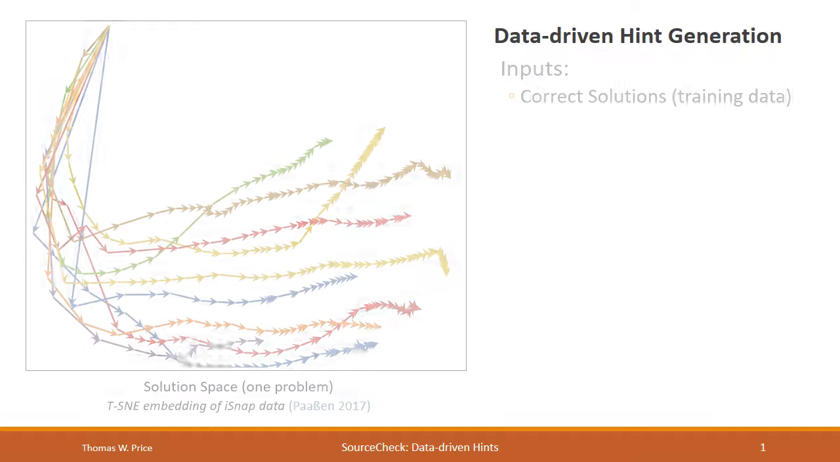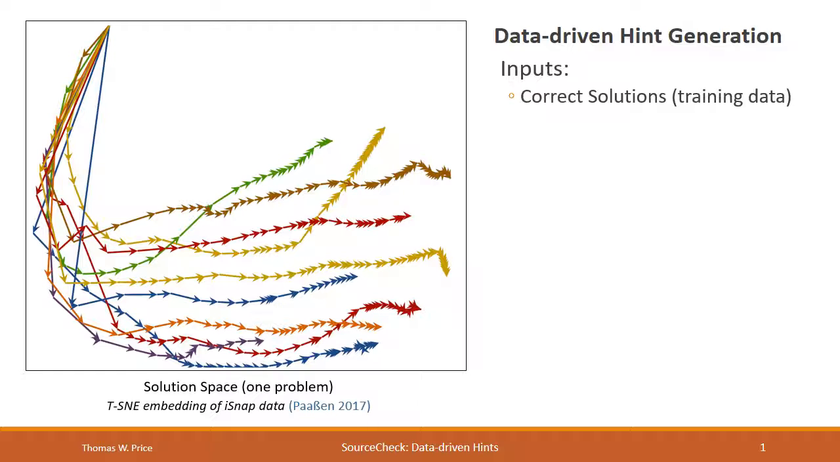In this talk, I'll introduce data-driven hint generation algorithms in general and talk about the SourceCheck algorithm in specific. So these algorithms in general take as input a set of correct solutions that they use as training data. And we can represent these solutions in a solution space, which is shown over on the left. Now this is real data from the iSnap system visualized with an embedding.